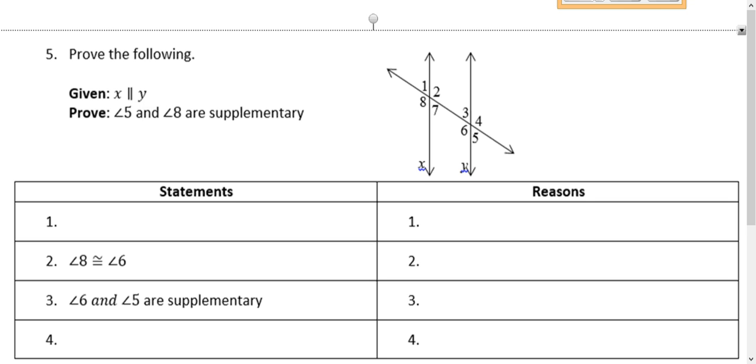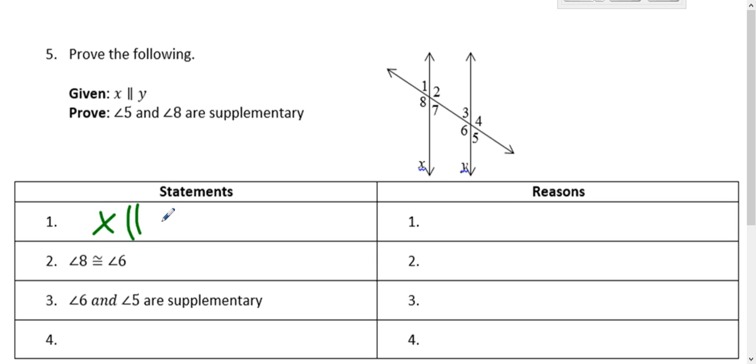So for this proof, we are given line X is parallel to line Y. So we know all the angle relationships that come with that. So we're going to start our proof by stating the given. So you always start with the given.